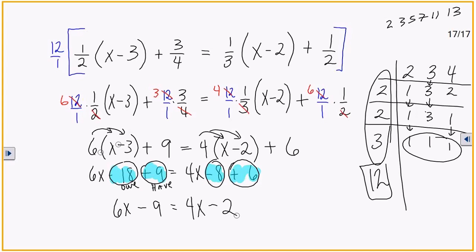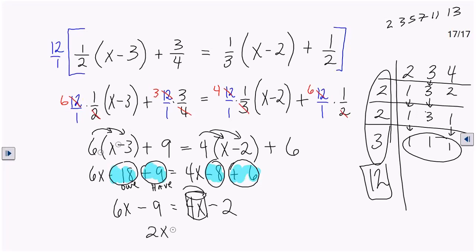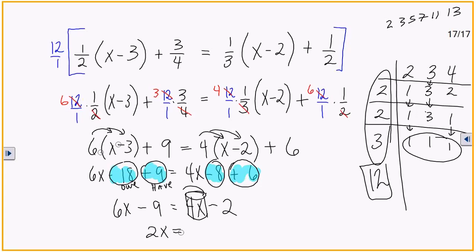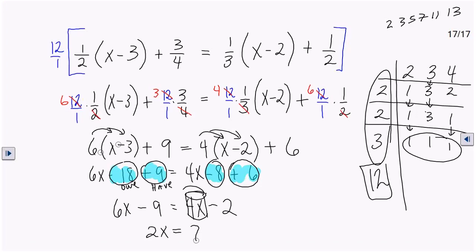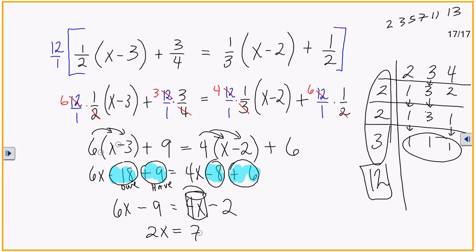Smallest bucket is 4x. So I move that across the river. That gives me 2x. I'm skipping some steps because of room. And bring the 9 over. That's going to give me 7. And x is equal to 7 halves.